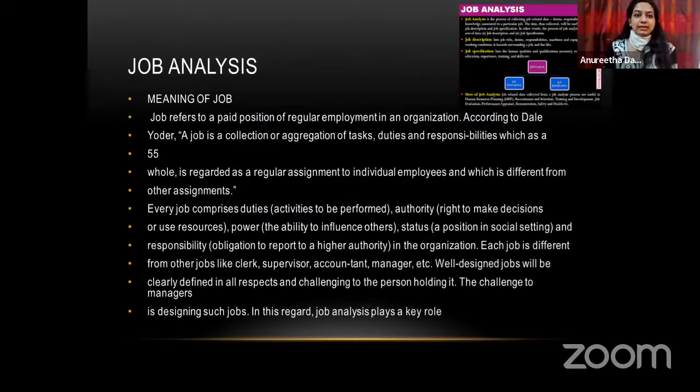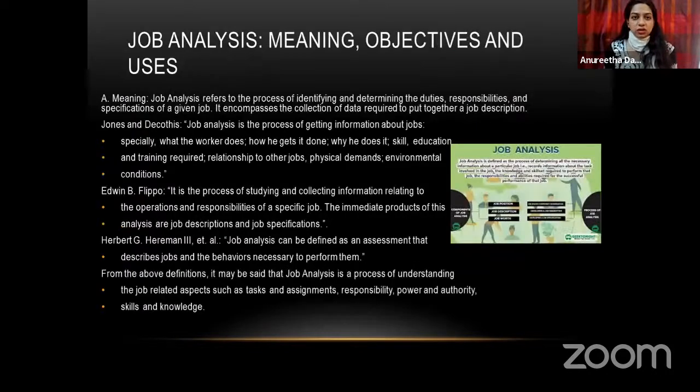What is job analysis? It is the collection of the various tasks, duties and responsibilities, right? So what a person does on a regular basis, what his everyday tasks are, the duties and responsibilities given to him. According to one definition, by Edwin B. Flippo, it is a process of studying and collecting information related to the operations and responsibilities of a specific job. The immediate products of this analysis are job description and job specification.